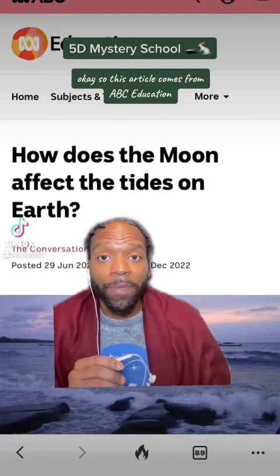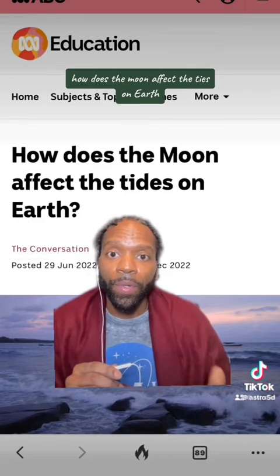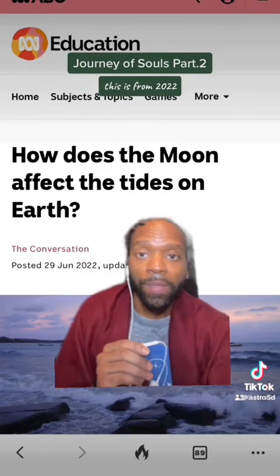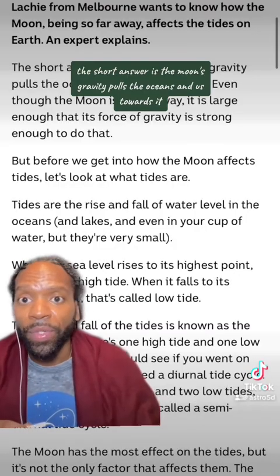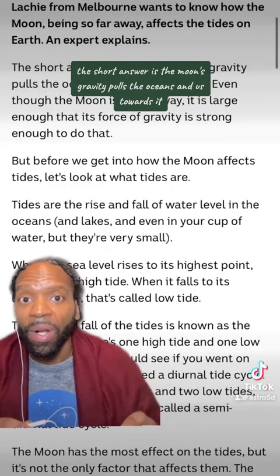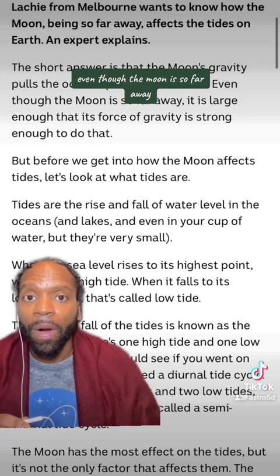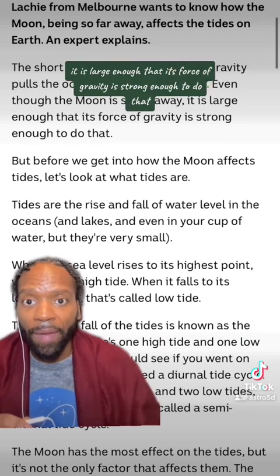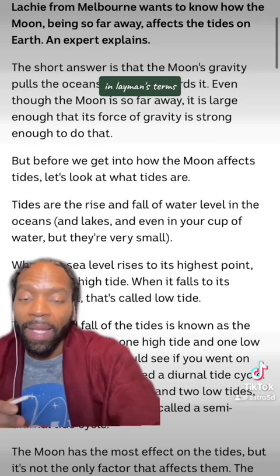Okay, so this article comes from ABC Education. How does the moon affect the tides on Earth? This is from 2022. The short answer is the moon's gravity pulls the oceans and us towards it. Even though the moon is so far away, it is large enough that its force of gravity is strong enough to do that. In layman's terms.